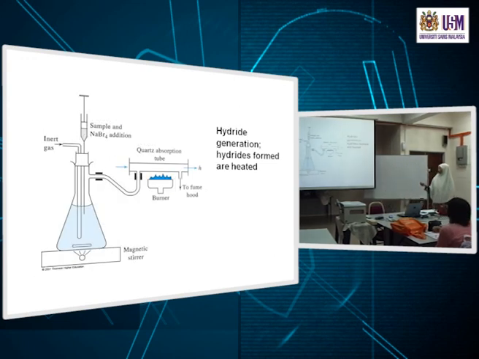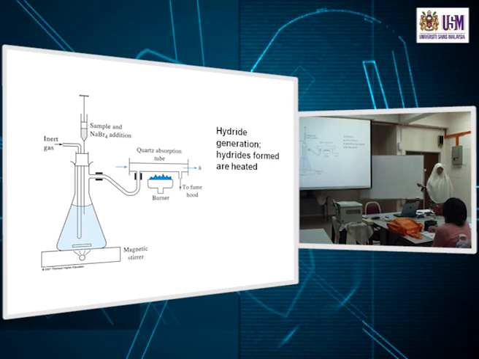And then we go on to a fourth type. But this is an accessory that we normally get. We have it downstairs, okay? So usually you can have flame, graphite, and you can also have your hydride generation.